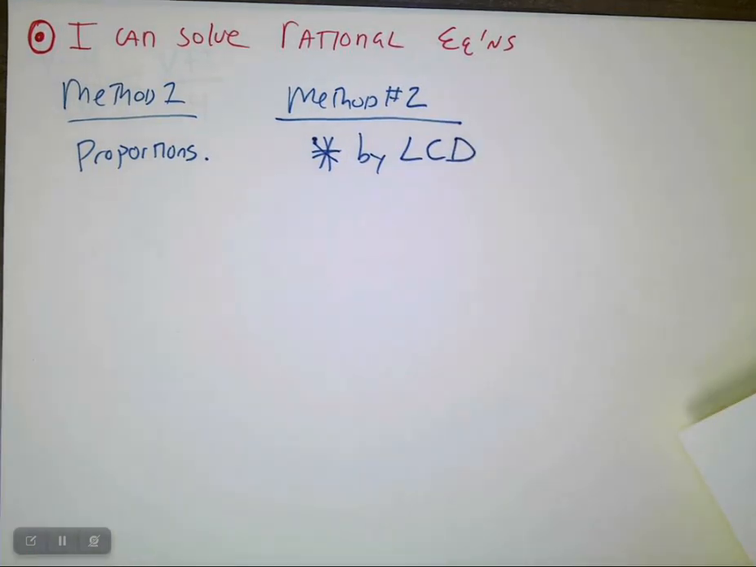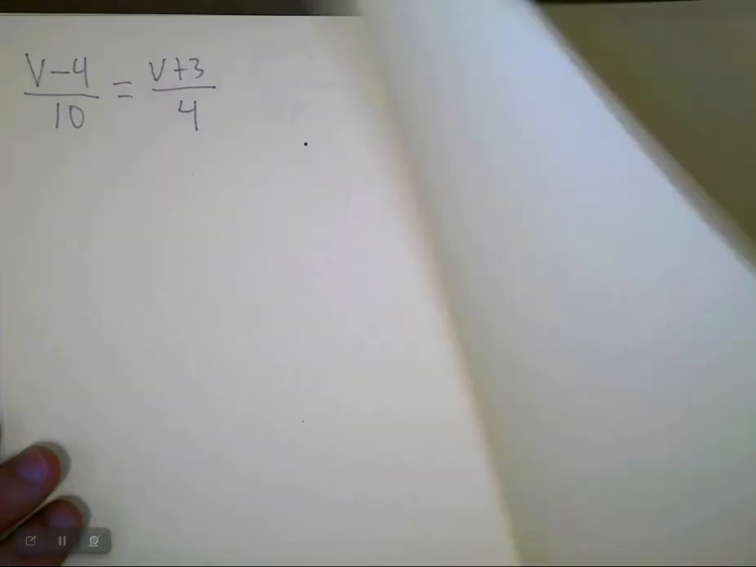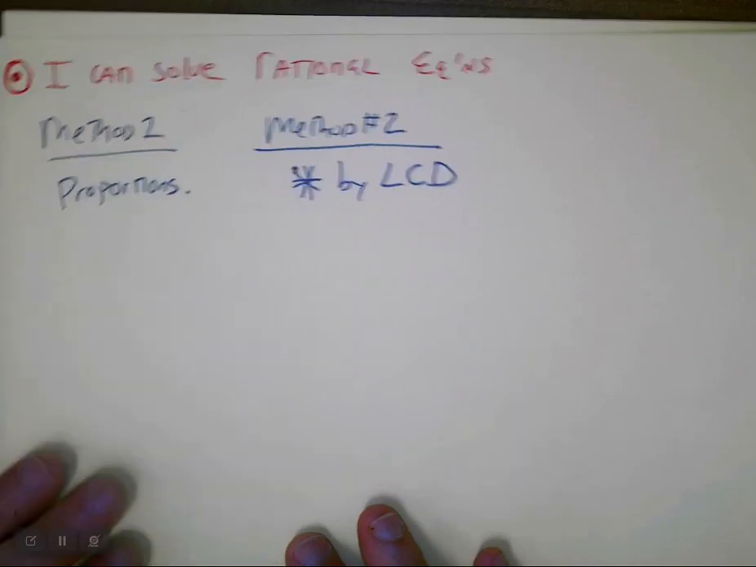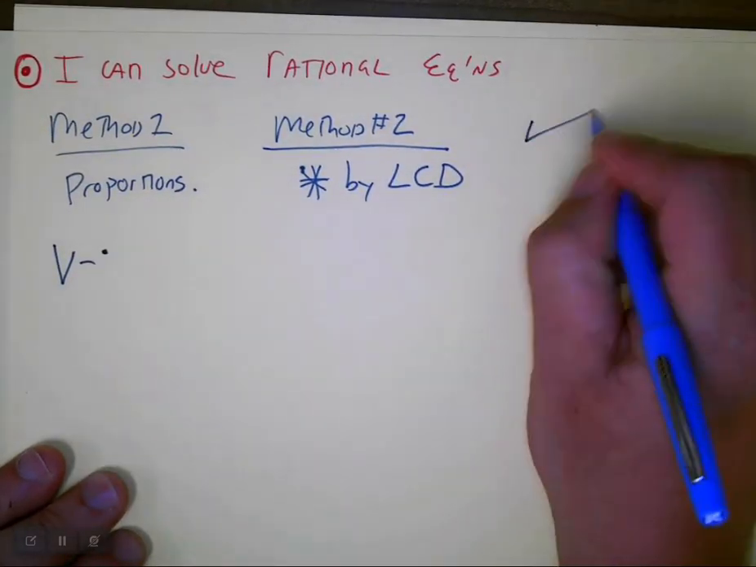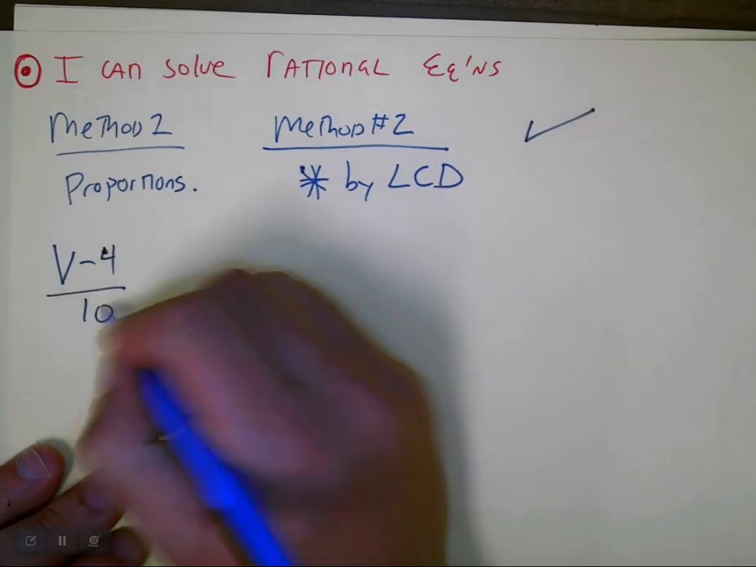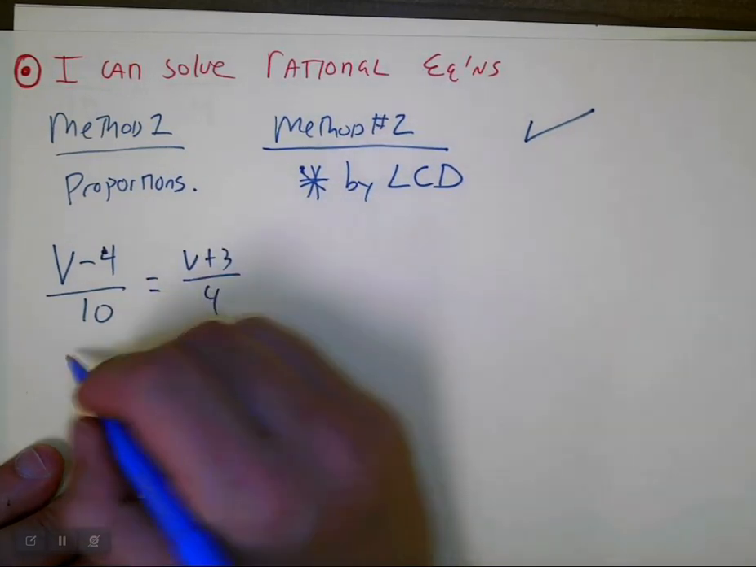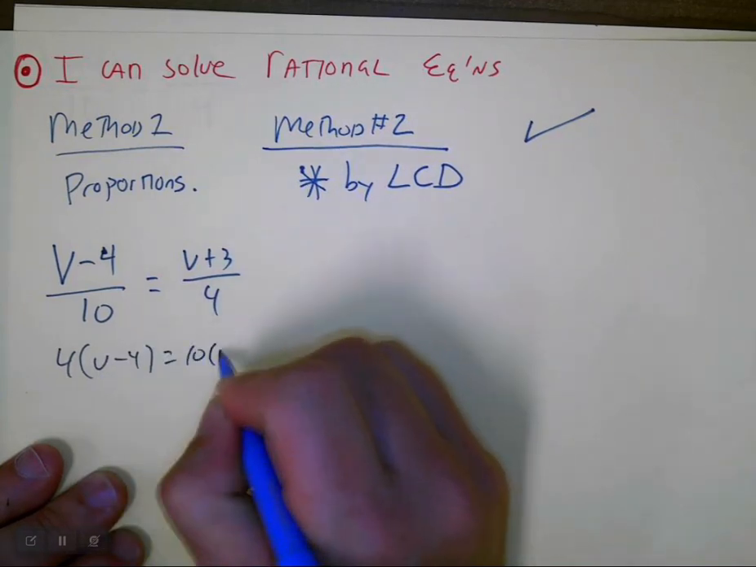And when do you use these methods? Well, that all depends. Here's an easy one, and don't forget to check. You've got to always check. That's the other thing. So v minus 4 all over 10 is equal to v plus 3 all over 4. That's an easy one. You just multiply, and you've got distributive properties.